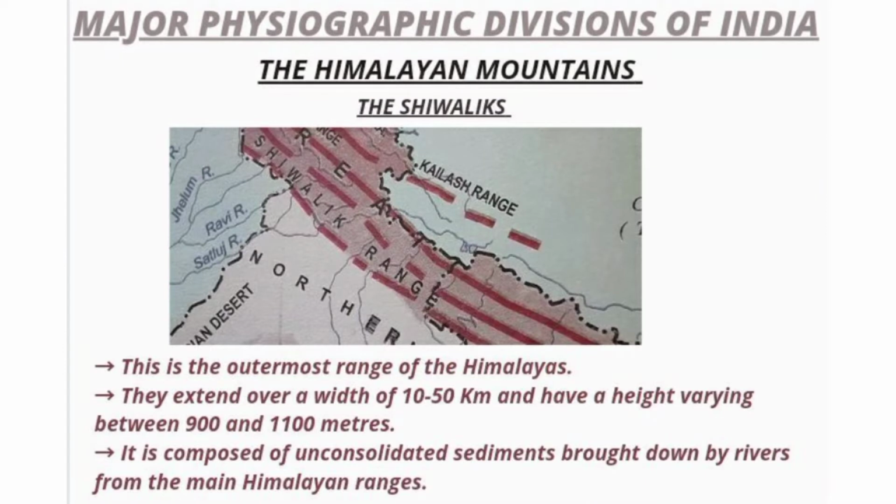The Shivaliks. This is the outermost range of Himalayas. They extend over a width of 10 to 50 km and have a height varying between 900 and 1100 meters. It is composed of unconsolidated sediments brought down by rivers from the main Himalayan ranges.